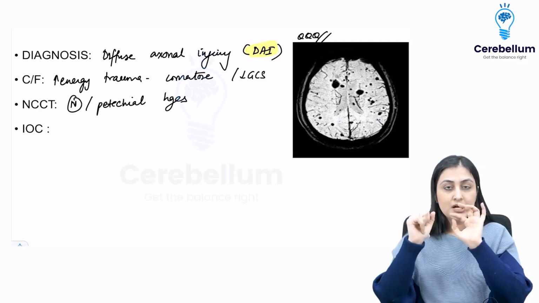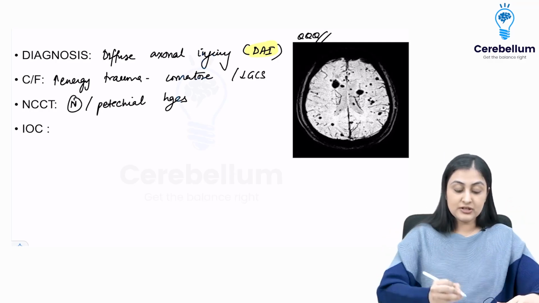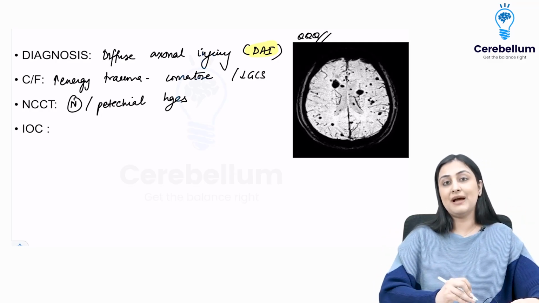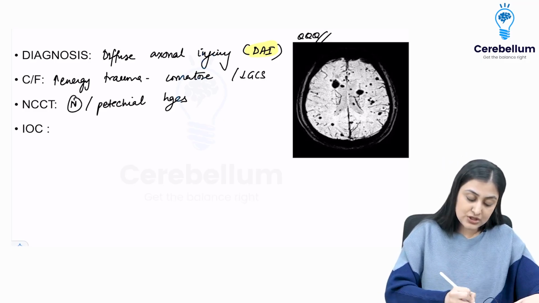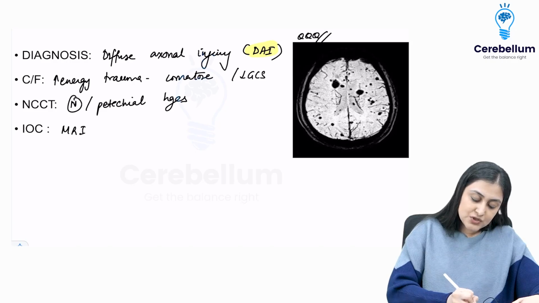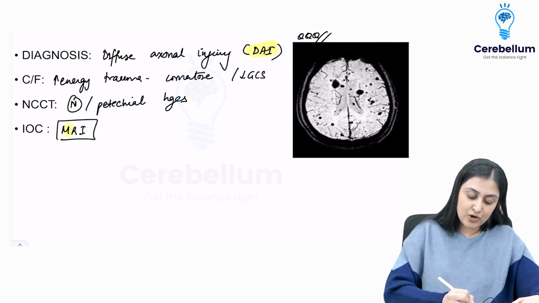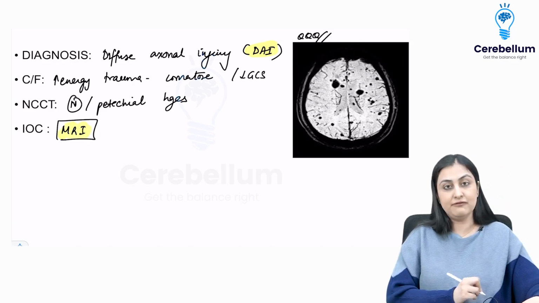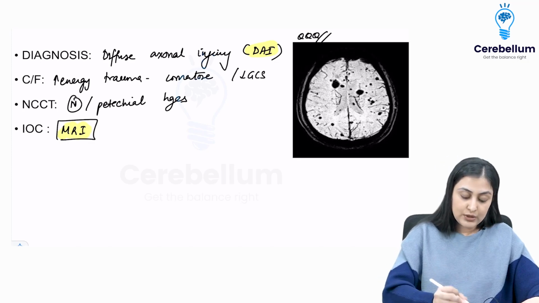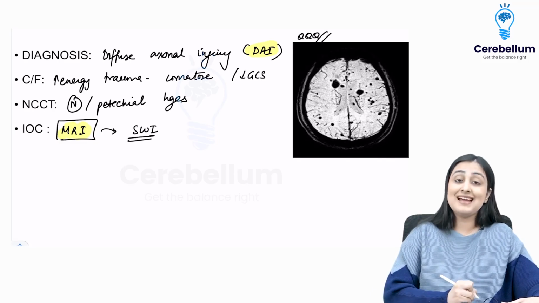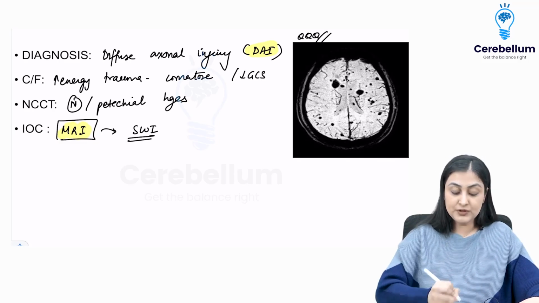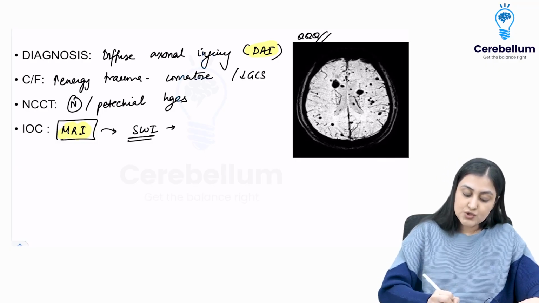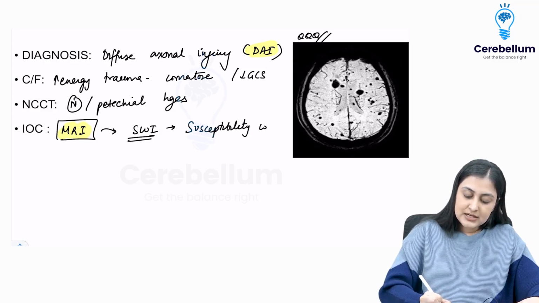Okay, so remember, this is what is diffuse axonal injury, and to pick up these micro bleeds, we need high resolution imaging like MRI. So this is the only place in head trauma where we have MRI as the investigation of choice. Further in MRI, what sequence? It is SWI. I have talked to you about this in the MRI chapter also. SWI is susceptibility weighted imaging.